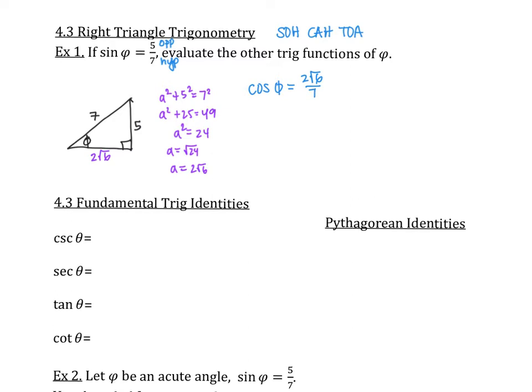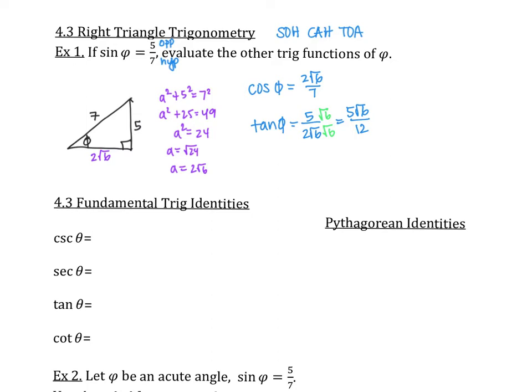Okay, what else do I need? I need tangent. Let's get tangent. Okay, tangent is opposite over adjacent. So opposite over adjacent. Oh, I don't like it like that. I don't want to leave the root 6 at the bottom. So I'm going to go ahead and rationalize this. Okay, so I'm going to get 5 root 6 over 2 times 6 is 12. So the tangent of phi is 5 root 6 over 12. And I don't see anything else I could do to simplify that.